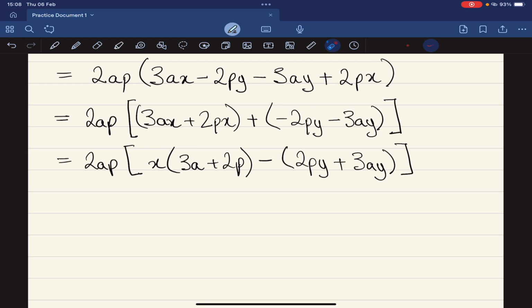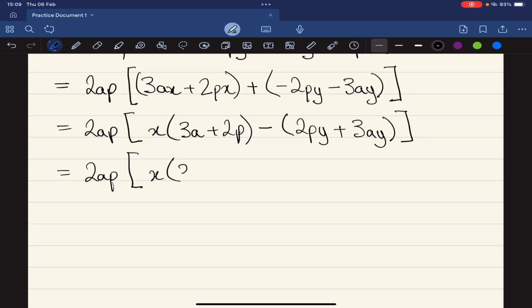So that is the change of sign rule. So now we are going to factorize the second bracket. I'm going to take out y as the highest common factor from the second bracket. Notice that I kept the middle sign as negative, and then I open up, I'm left with 2p, and I'm going to add, I'm going to be left with 3a.